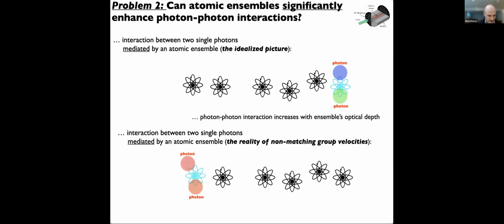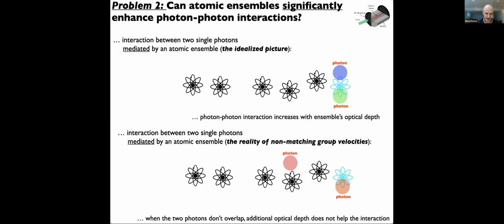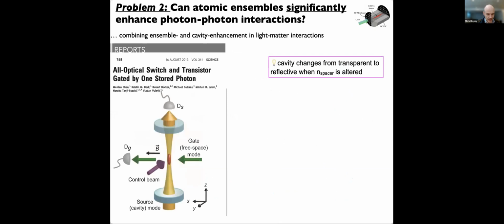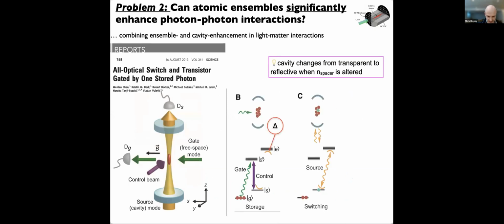However, in reality, what often happens is that the two photons have non-matched group velocities, and once the two photons do not overlap, any extra optical depth doesn't help you. So you have to figure out how to solve this problem of limited optical depth, or mismatching group velocities. One way to do that is to send one of your photons through an ensemble, and then try to match the group velocity by adding a cavity. This is a very high level explanation of how this is done.